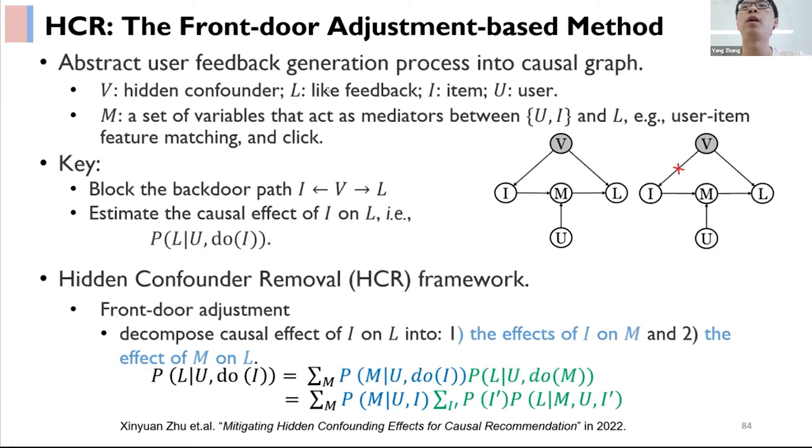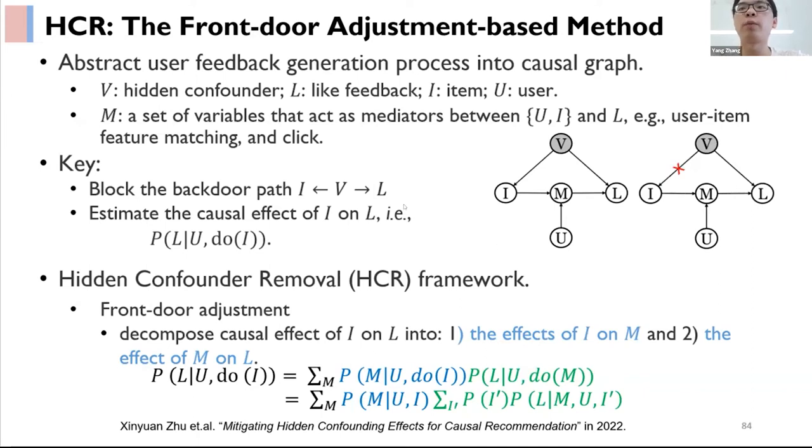To deal with the unobserved confounding problem, this work abstracts the user feedback generation process into a causal graph like this, where I represents the item, U represents the user, and L represents the like behavior. And we represent some unobserved confounders. M is a set of mediators between the user-item pairs and the like, such as M could be the user-item feature matching and click.